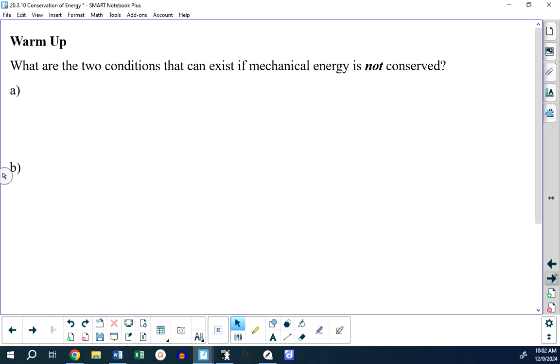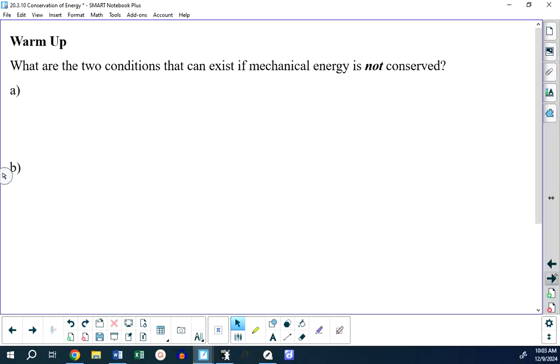equal to, when you add them together, the total mechanical energy afterwards. The kinetic and potential after, added together, give you the same as the kinetic and potential energy before. When is that not the case? What's one situation that can arise if mechanical energy is not conserved, Ephraim?